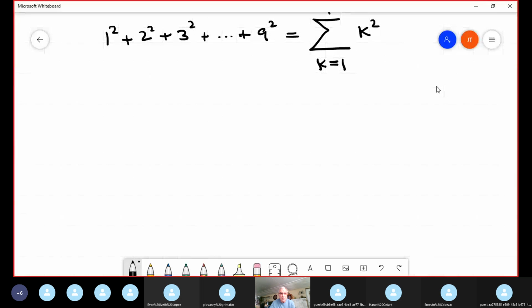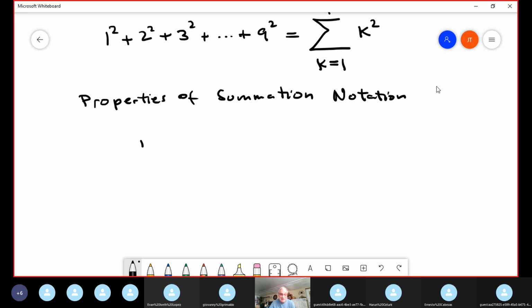Now let's see the properties, the most important properties of summation notation. Guys, I promise you, you can see this in Calculus 1.